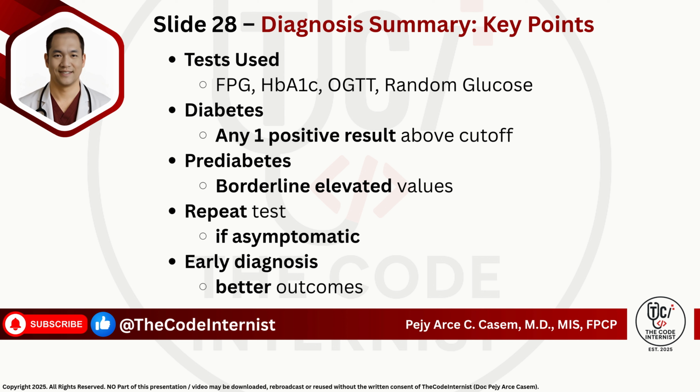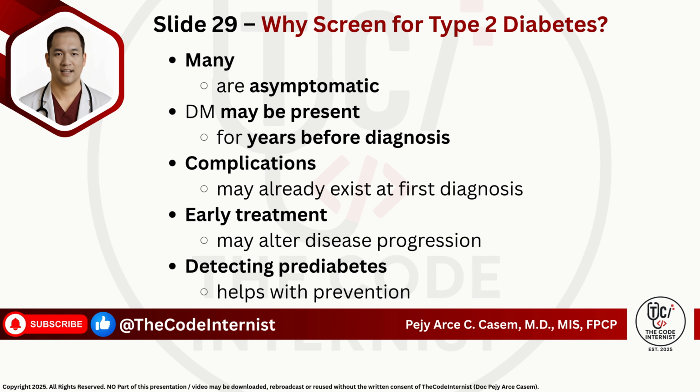Catching diabetes early, especially in prediabetes, gives us the chance to intervene and possibly prevent full-blown disease and complications. Screening is crucial because most people with type 2 diabetes don't even know they have it. In fact, it can be present for up to 10 years before being diagnosed. And by that time, complications like eye, kidney, or nerve damage may already be there. Starting treatment early not only helps control blood sugar, but can actually change the course of the disease. Also, finding prediabetes early gives us a chance to prevent diabetes altogether.